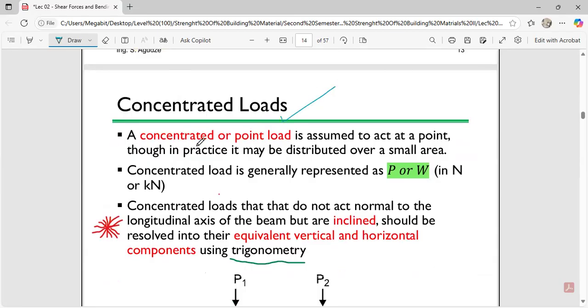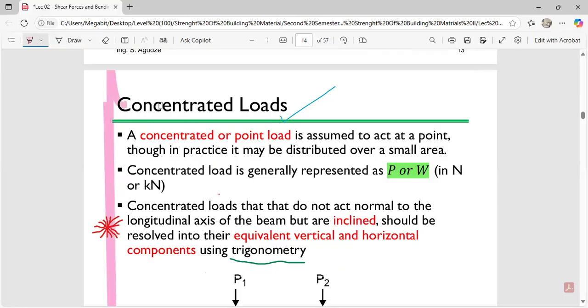Let's talk about the concentrated load. We say that a concentrated load or point load is assumed to act at a point, though in practice it may be distributed over a small area.